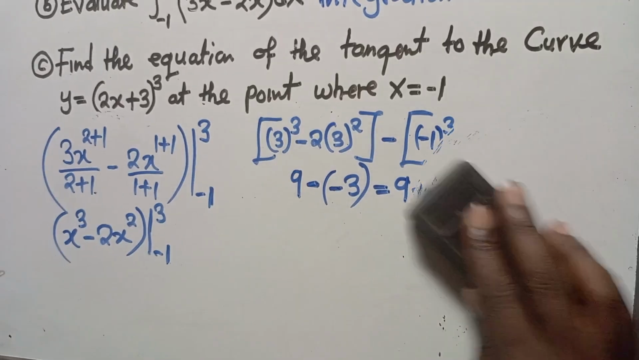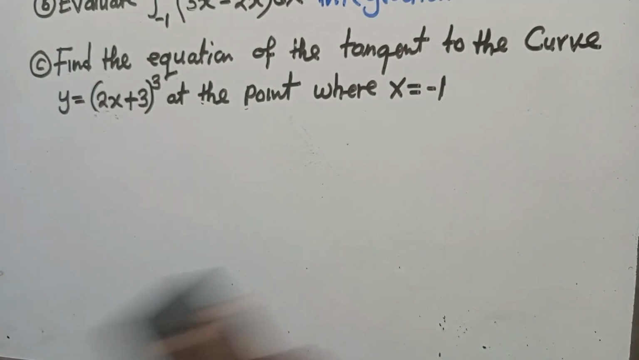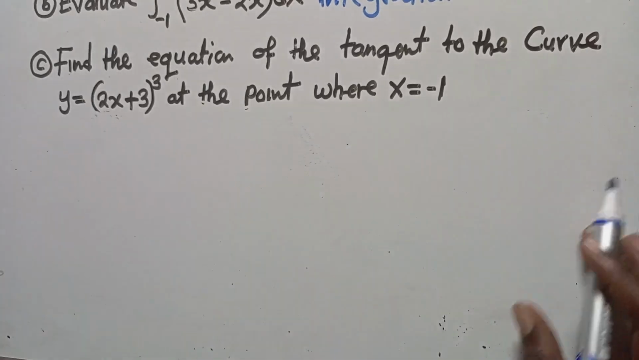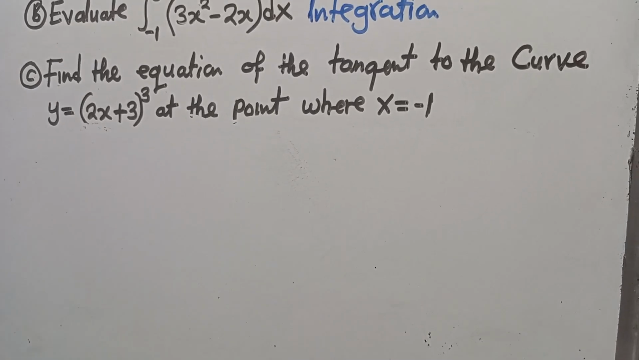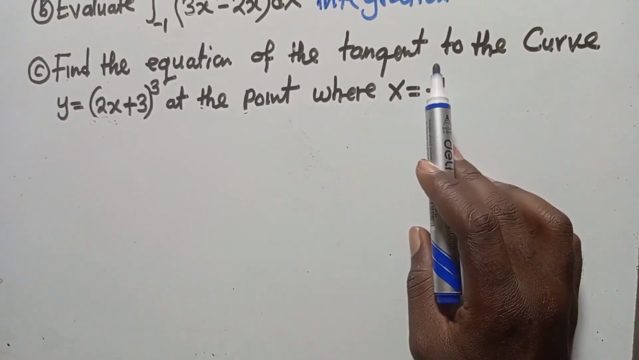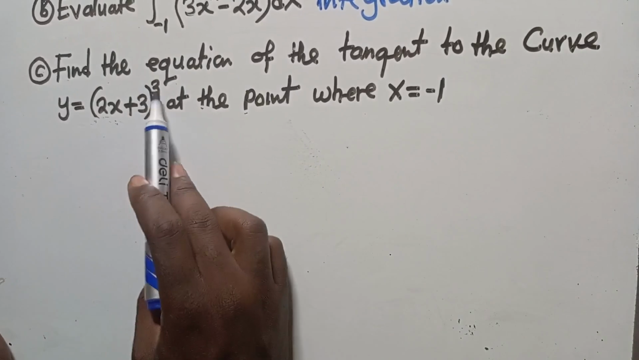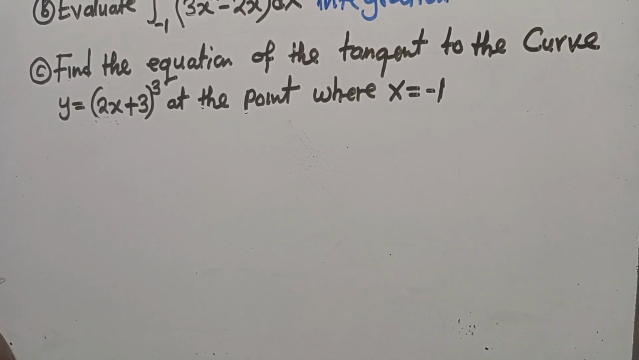I guess you are getting something. I'm helping you revise through these particular questions. The same way I'm answering them, that's how you are supposed to answer even in an exam. Find the equation of the tangent to the curve y is equal to (2x plus 3) cubed at the point where x is equal to negative 1.